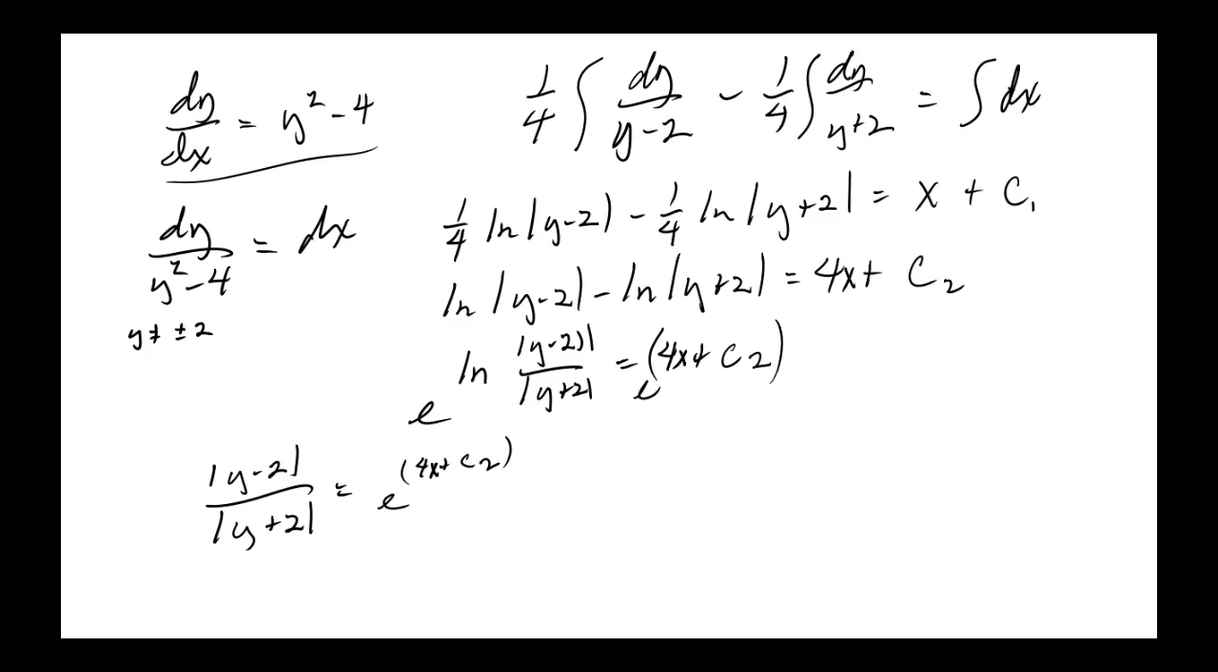And I'm going to write it because I'm tired of writing like this. This is e to the 4x times e to the C2, which is just some constant. We'll call that constant C. I'm going to put it in front there.